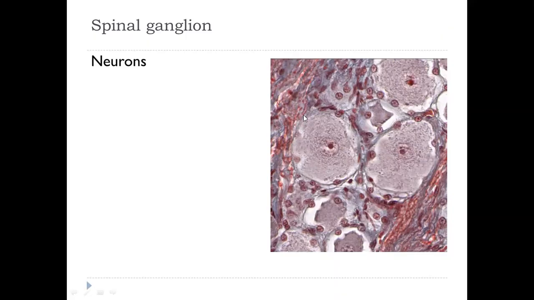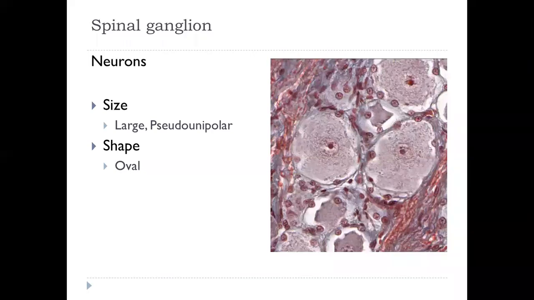So let's take a look at the neurons here within the spinal ganglion. You can see it is a large diameter and they are oval in shape. That's about the size and the shape of the neurons within the spinal ganglion. And you look at the nucleus. Okay, see, the nucleus is central in position, and there is a prominent nucleolus as well. Okay, central nucleus.